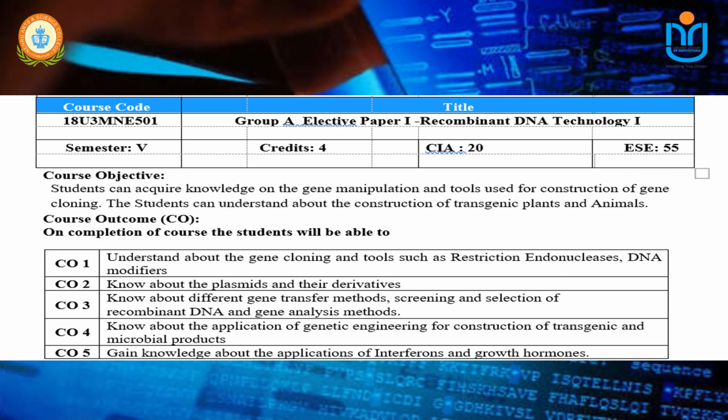Course outcome. On completion of course, the students will be able to understand about the gene cloning and tools such as restriction endonucleases, DNA modifiers, know about plasmids and their derivatives, know about different gene transfer methods, screening and selection of recombinant DNA, and gene analysis methods. Know about the application of genetic engineering for construction of transgenic and microbial products. Gain knowledge about the applications of interferons and growth hormones.